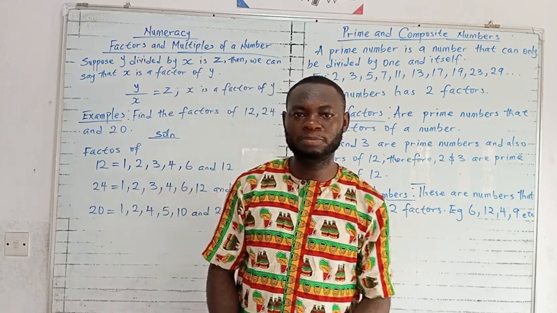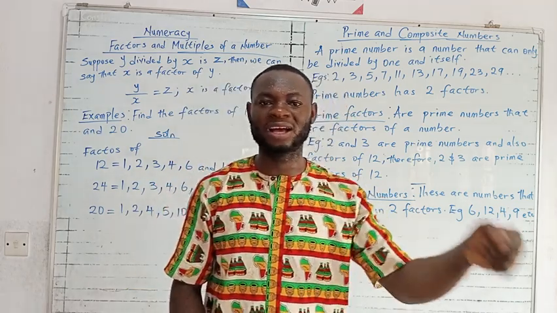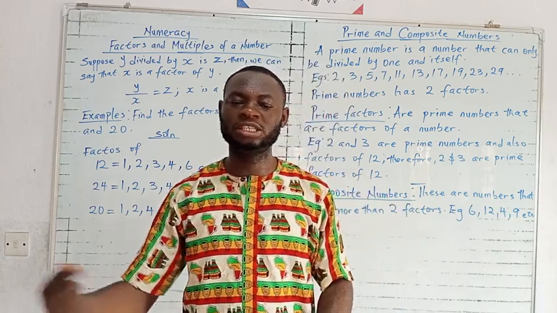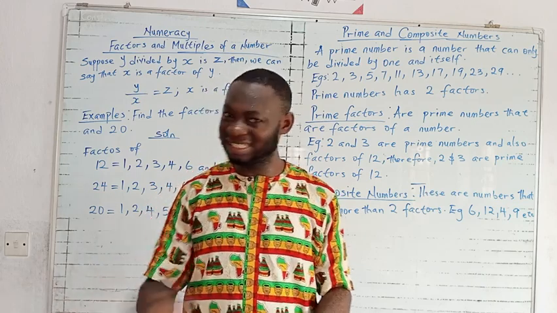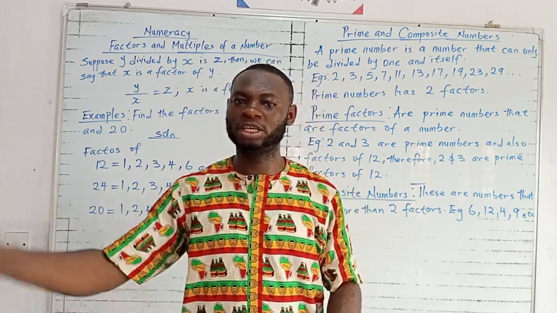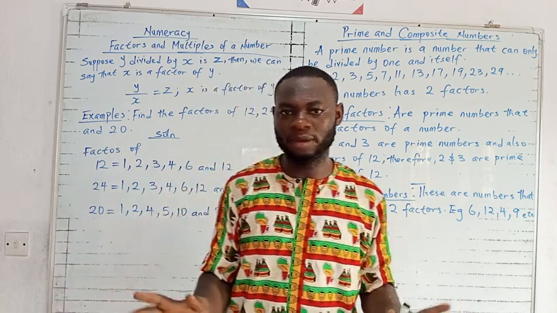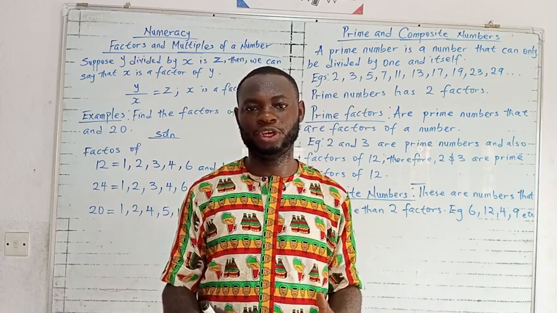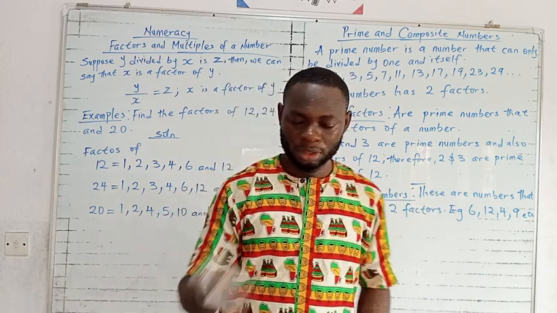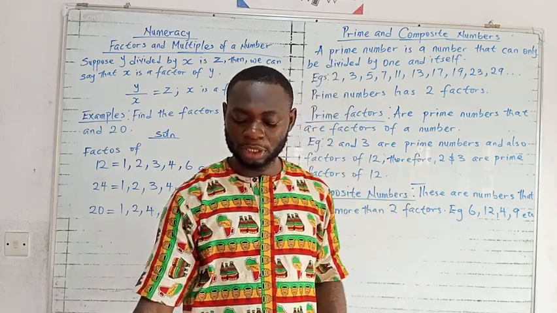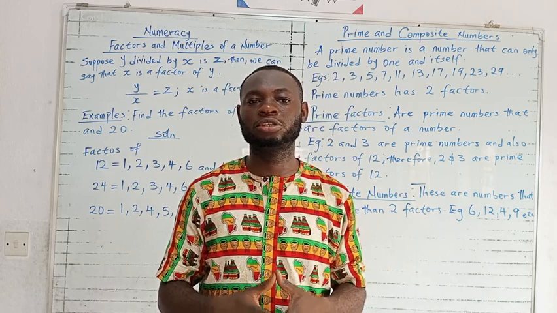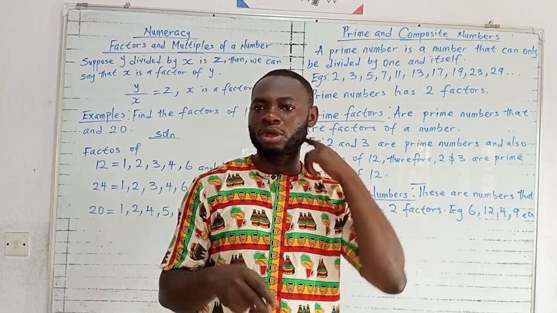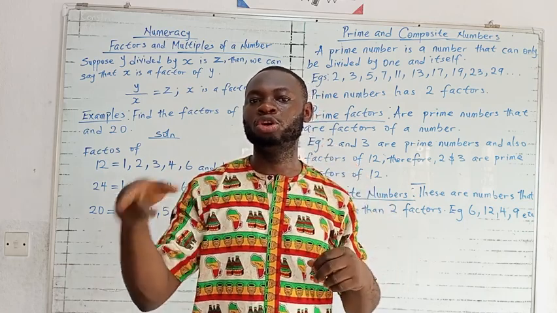Alright? Now, at the beginning of the class, I said that whenever we talk about factors, it is associated with division. Whenever we talk about multiples, it's associated with multiplication. As the name also implies, multiples, multiplication, multiply, all of them are synonymous. Now, we are talking about multiples of a number. The multiple of a number is simply a number gotten as a result of multiplying two numbers together. When you multiply two numbers together, what you get is the multiple of the two numbers you multiplied.